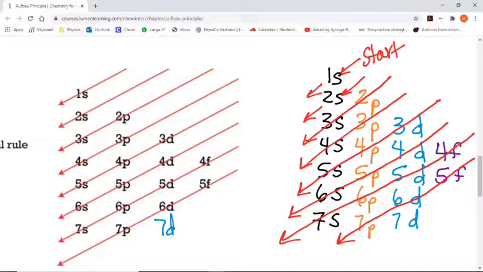There are hypotheticals out there. If we find some more elements, there are more energy levels than just going to the 7th energy level. So again, that's the diagonal rule. Write it down. Make sure you understand how to get to this order of filling.